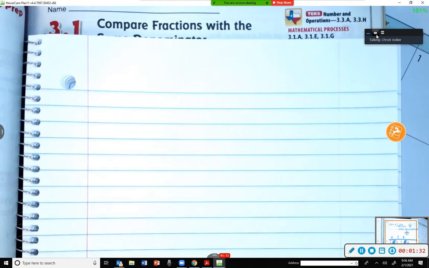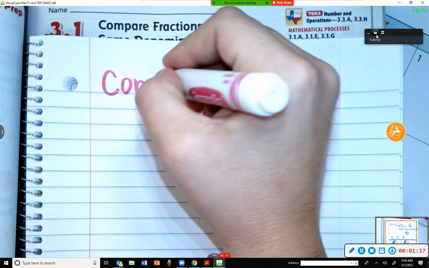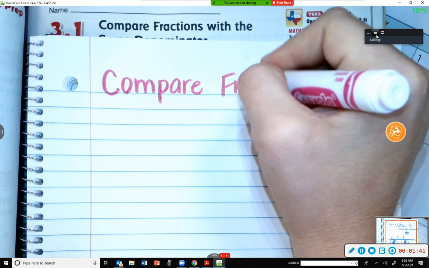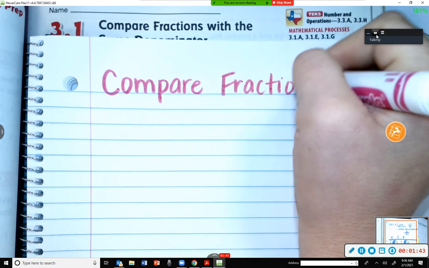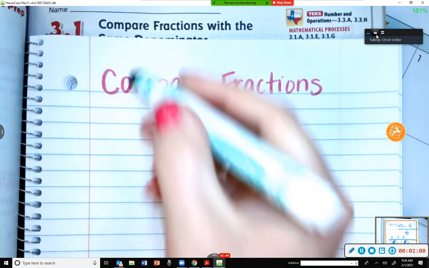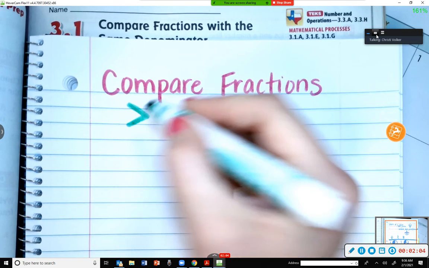And we're going to put the title, Compare Fractions. Okay, so by compare, we mean we're using these symbols today. What does this one mean?